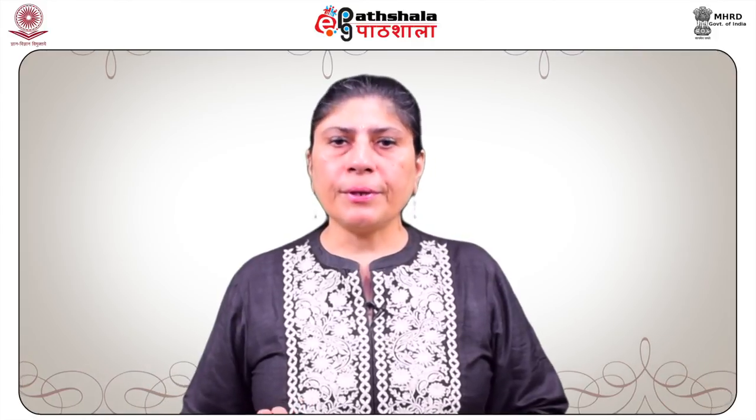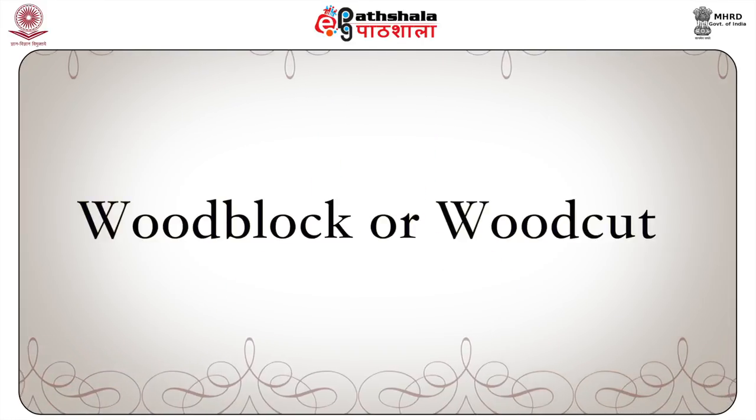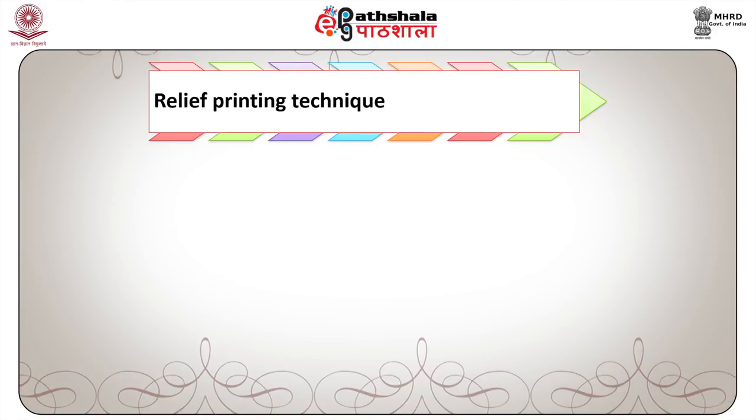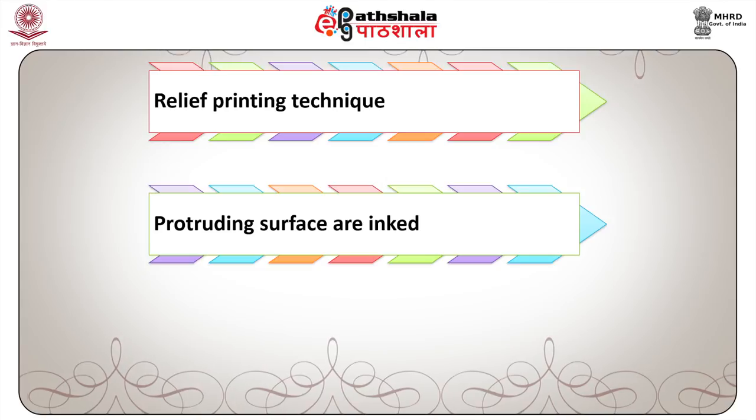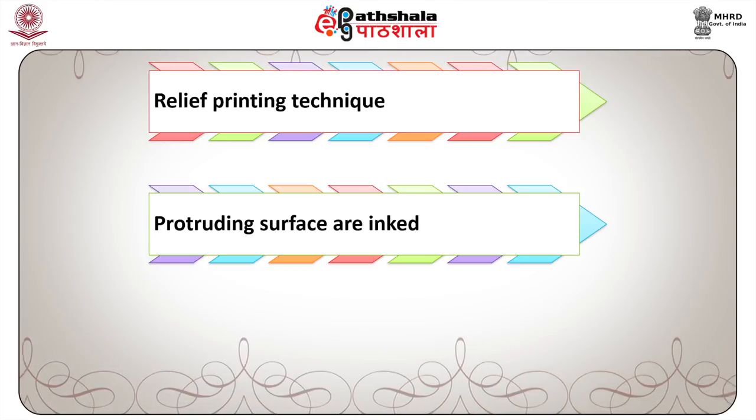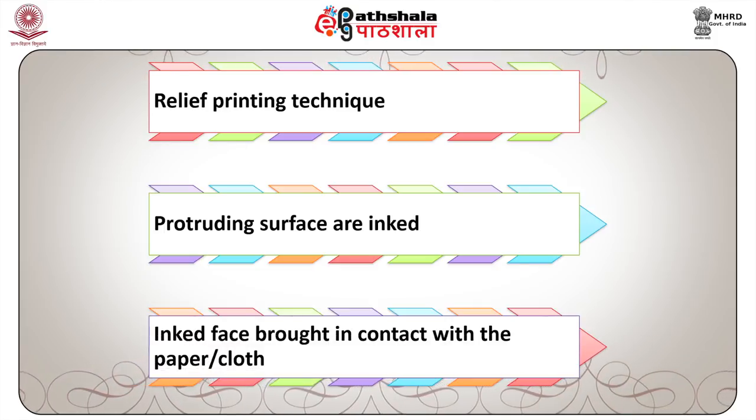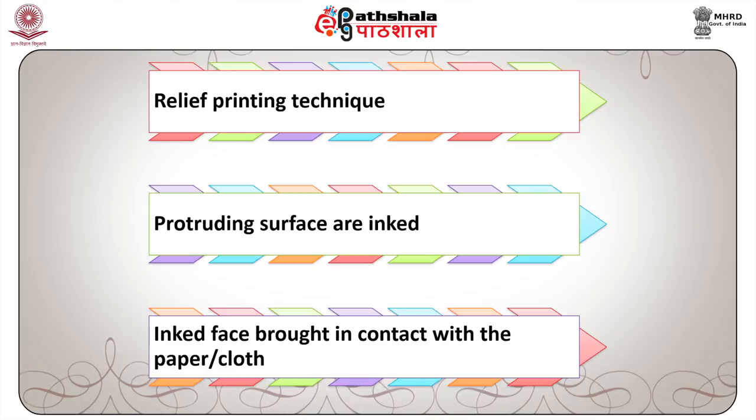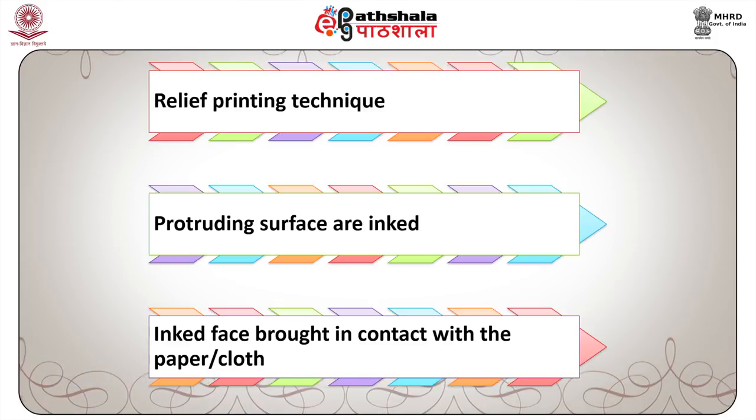The cloth to be printed would be placed on a flat surface and printed using wood blocks. Woodblock or woodcut is a relief printing technique. The protruding surfaces of the printing plate or block are inked while the recessed areas are ink-free. The inked face of the matrix is brought in firm contact with the paper or the cloth.